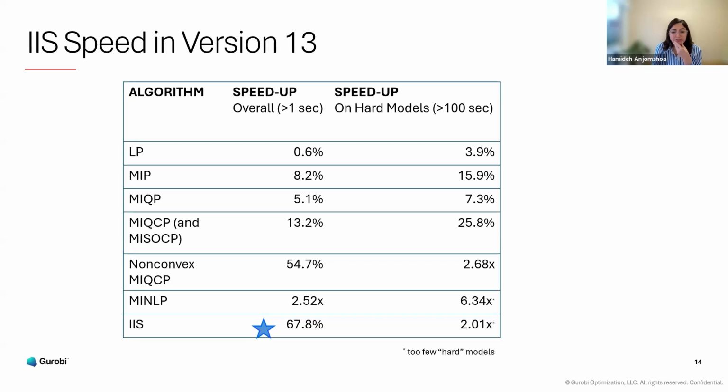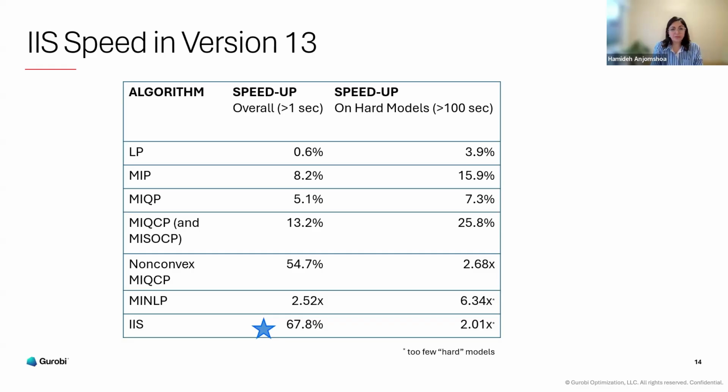So far we learned that IIS is useful. You can understand this small subset of the constraints that are conflicting and try to understand those. But if it's MIP, I told you it could be complex and it might take a long time to solve it. But in Gurobi, we try to work on this, not me.